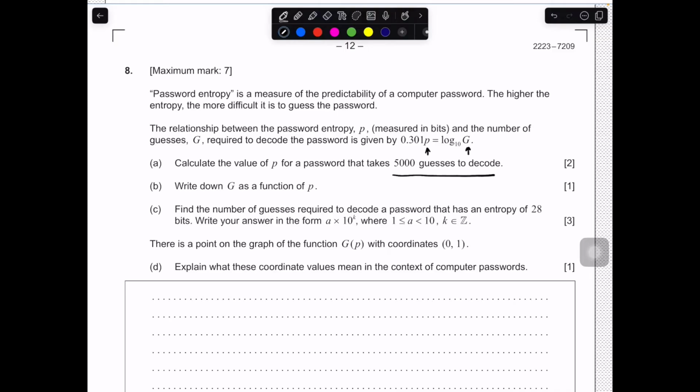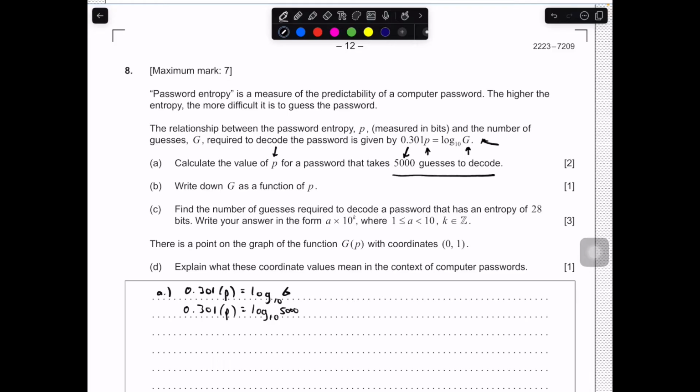If there's a value of p, what is the entropy? What is the difficulty level of this password if it takes 5,000 guesses? It's given by this equation, so let's input and try to solve it in this case. So 0.301p is equal to log base 10 of g. We don't know p, so let's just leave it. And we have log base 10 of g, and this one took us 5,000 guesses.